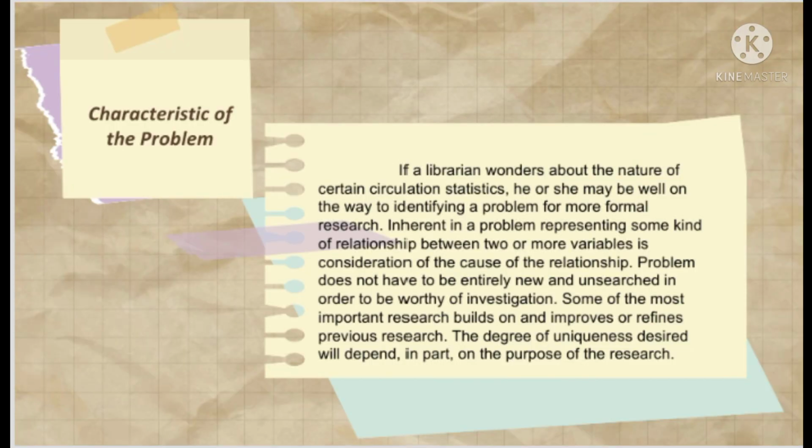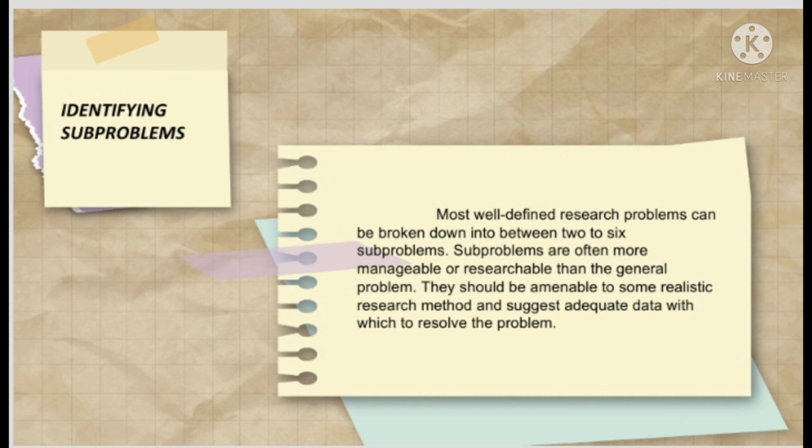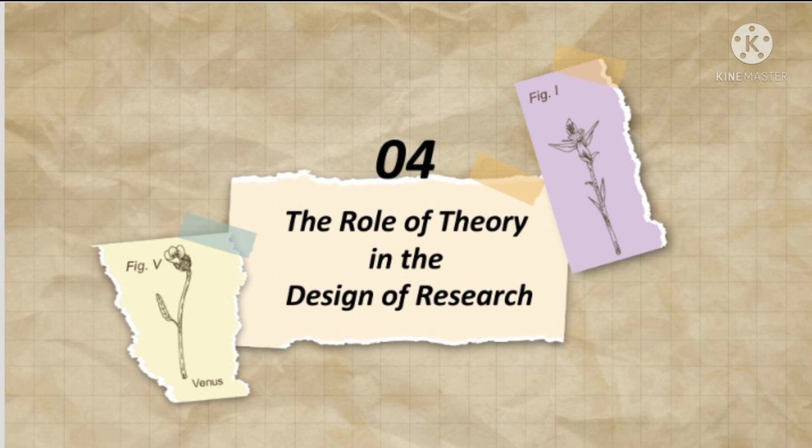Characteristic of the problem. It is important to study and know the characteristic of the problem in order for you to find the possible solution. Statement of the problem. The statement of the problem must be clear and understandable for you to know and have knowledge of the topic you choose. Identifying sub-problems. It is important to identify sub-problems in order for a researcher to manage the general problem or the cause of a certain problem. Next is the role of theory in the design of research.